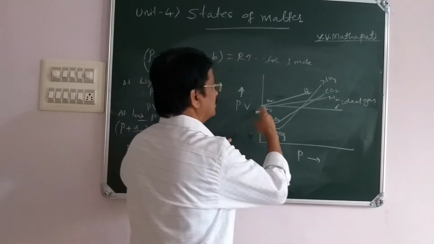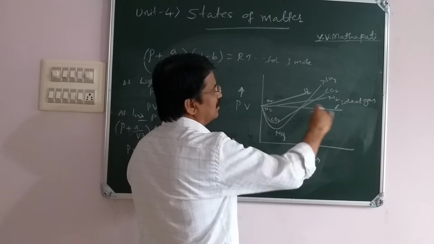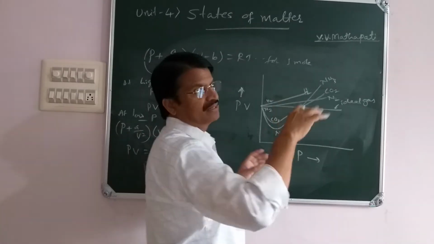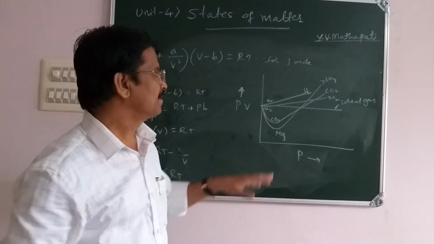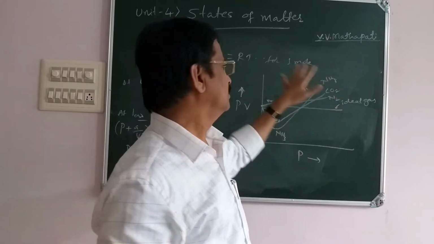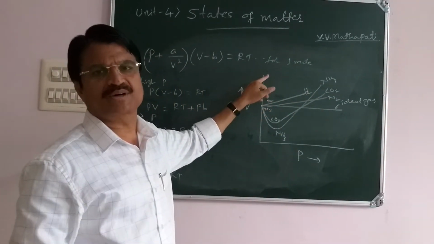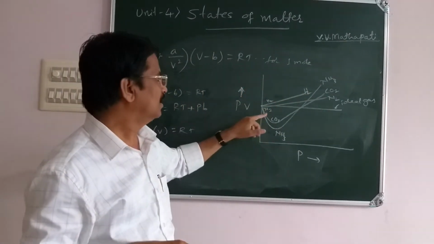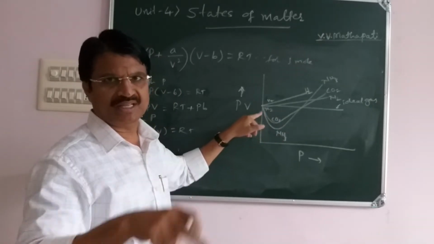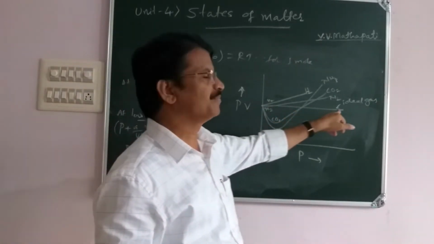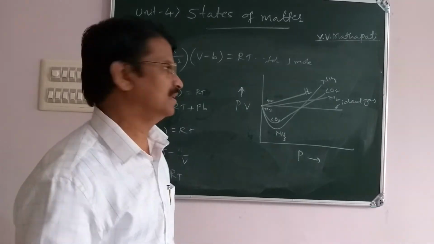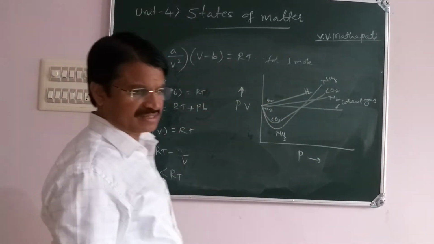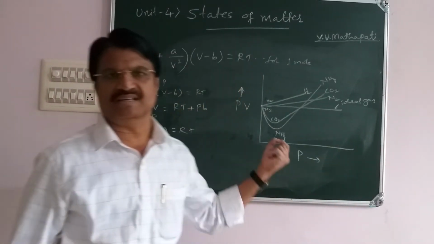And if you get a straight line graph above, parallel, then that gas is not compressed. Hydrogen, helium are such gases, they cannot be compressed. Those have Z value greater than 1, and these gases have Z value less than 1. If Z value is 1, then it is said to be an ideal gas. So these are the characteristics of real gases and ideal gases.